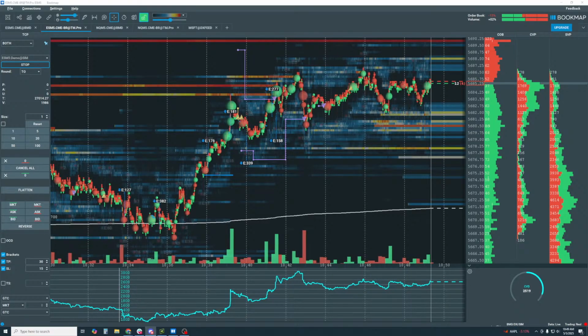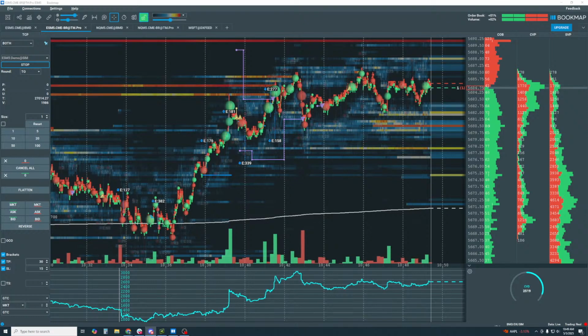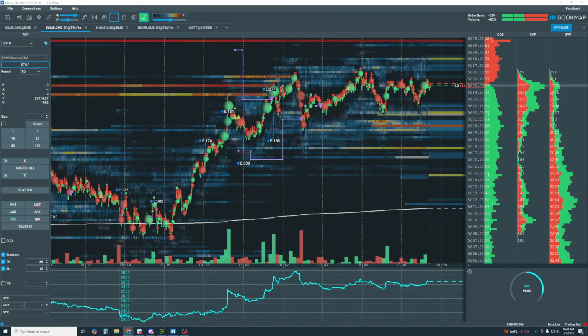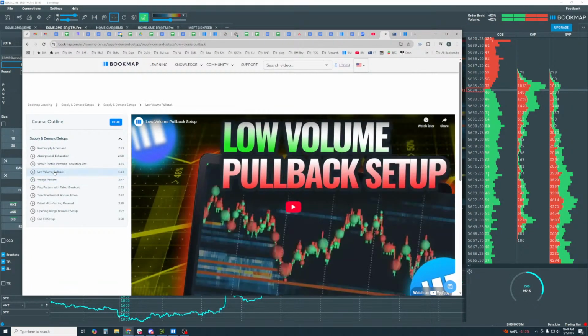Hey, I'm just kind of curious over in Discord, how did you guys like that course? This new course that we have. I got some feedback from you guys on the low volume pullback. That's why I'm covering it. And I really believe in this one. I've been trading it for quite a while, and there's so much flexibility with it, which is fantastic.